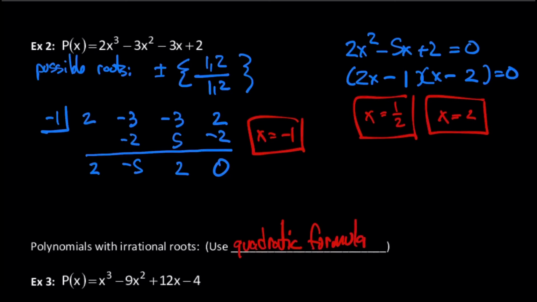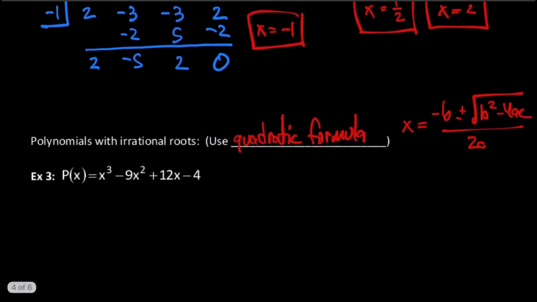And we went over that a few days ago. I'm just going to remind you here. It's x equals negative b plus or minus square root b squared minus 4ac, all over 2a. In certain instances, you could also complete the square if that works, but the quadratic formula always works, so I'm just going to keep that for now.